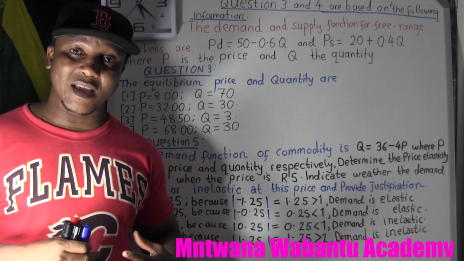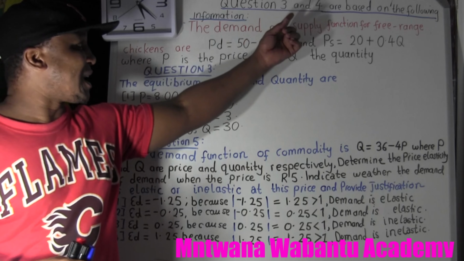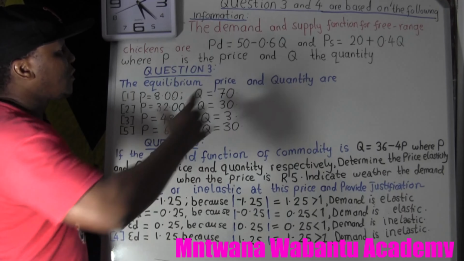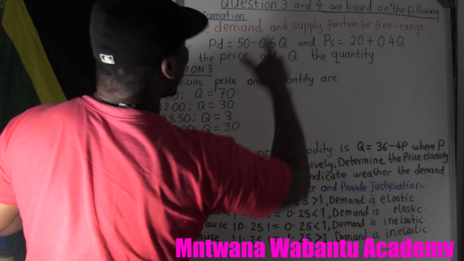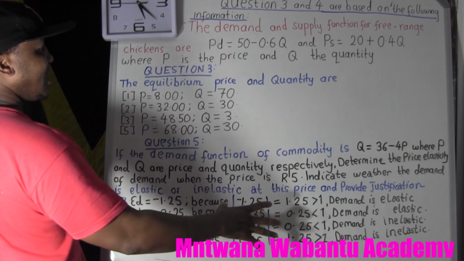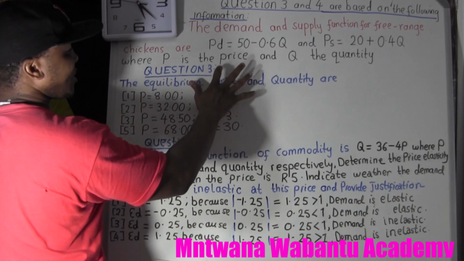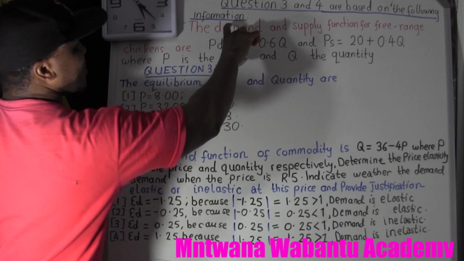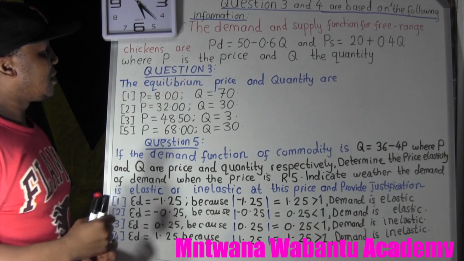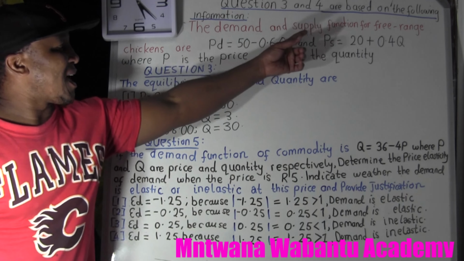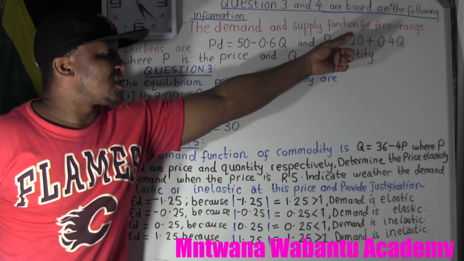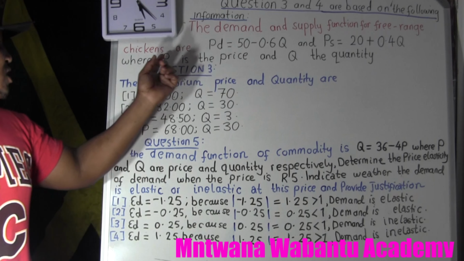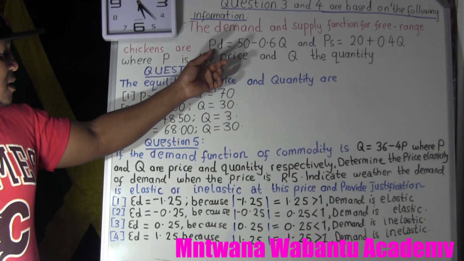We have some questions here. Question number 3 and 4 are based on the following information. This question, number 3, is going to be based on this information. They say here, the demand and supply functions for free range chickens are this one.